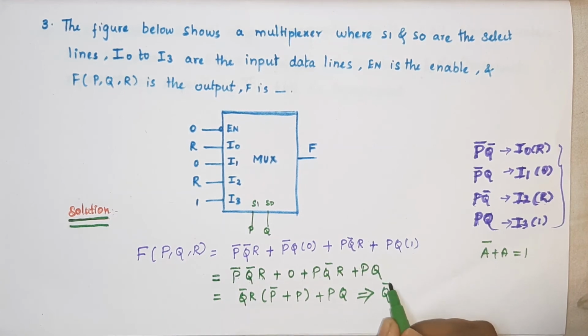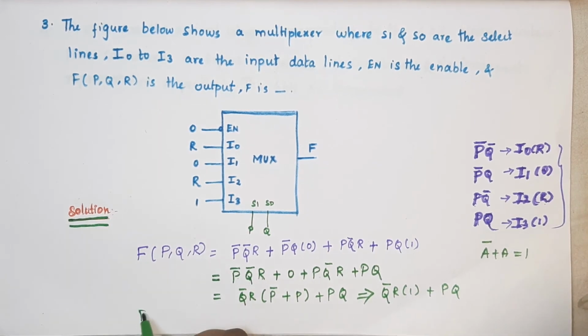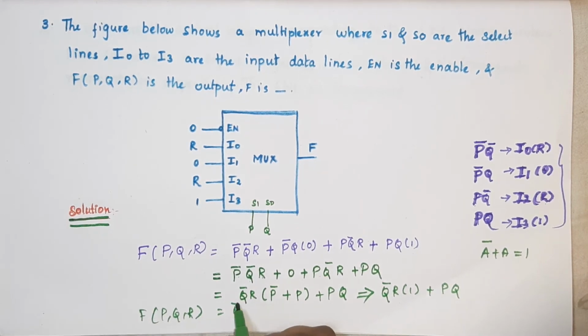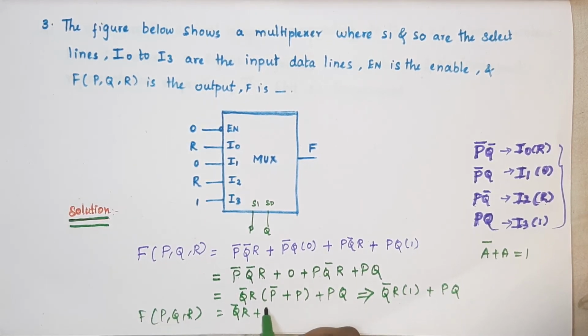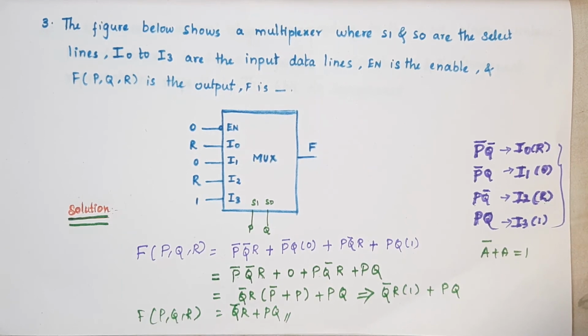Therefore, we have written Q bar R into 1, plus PQ. Therefore, F of P, Q, R is equal to Q bar R plus PQ. So this is the answer. This is the output value of the multiplexer.